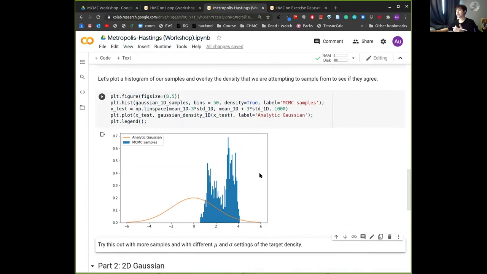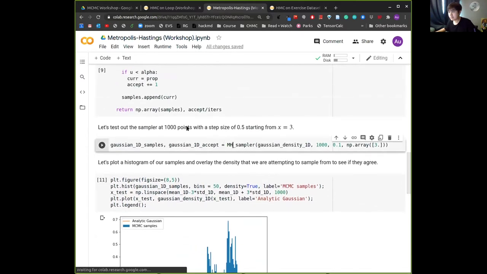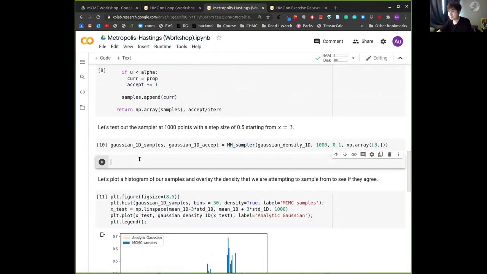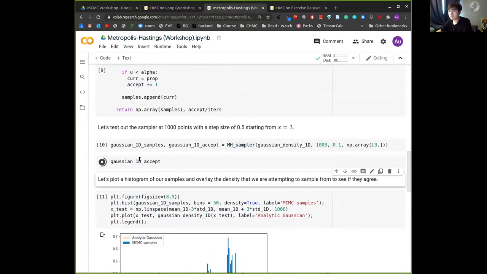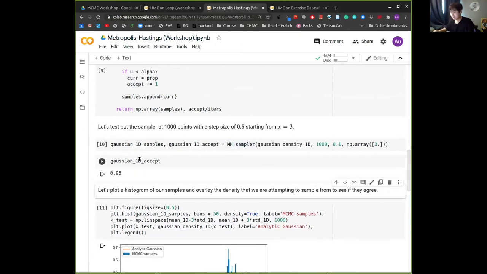So now comes the real challenge of using MCMC, which is: how do we know our results are good or not? First thing is that we can print, by the way, we can show our acceptance rate. 98%. Okay, so just to give a quick intuition here.